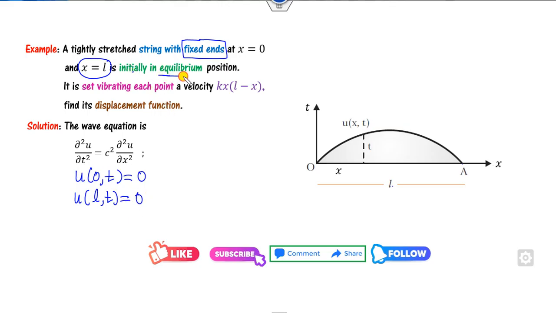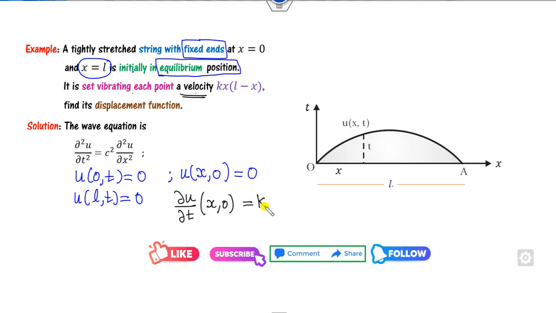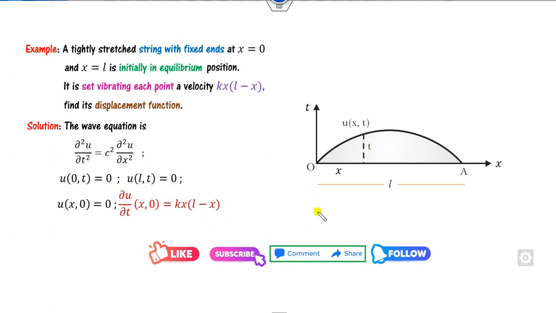The string is initially in the equilibrium position, which means there is no displacement. What is the meaning of initially? That is, the time is 0. And it is set with a velocity, which means del u upon del t at the initial time 0 is given as kx(L minus x). So that is given to you according to the statement.